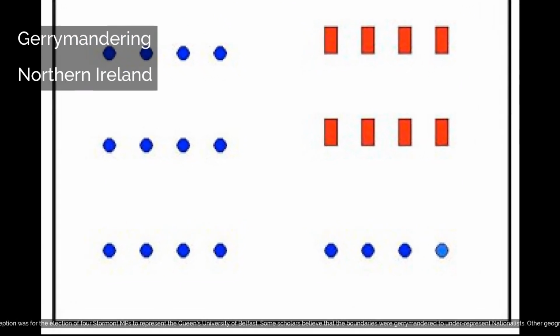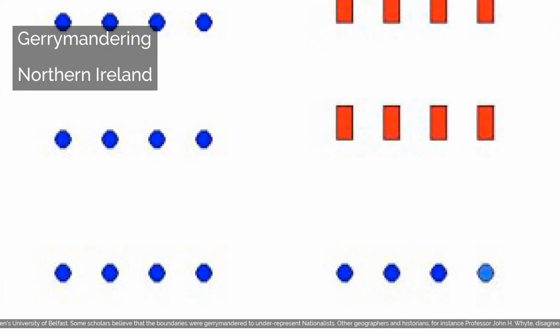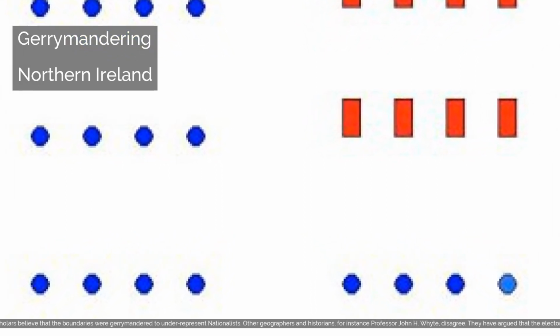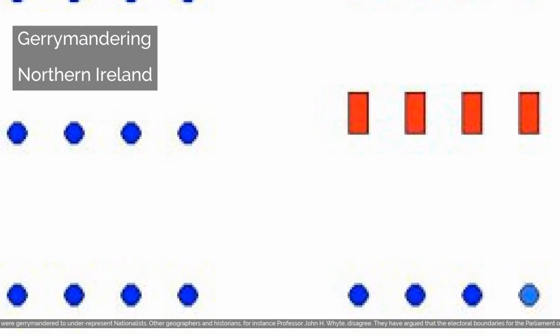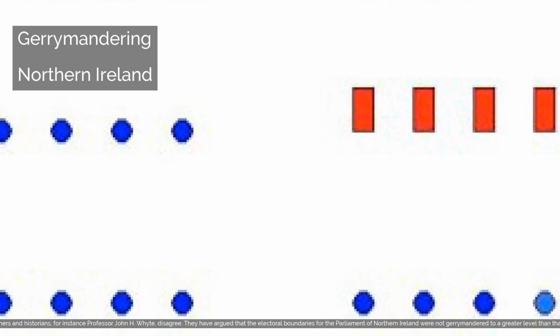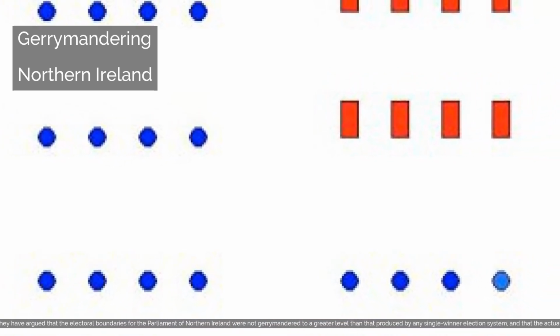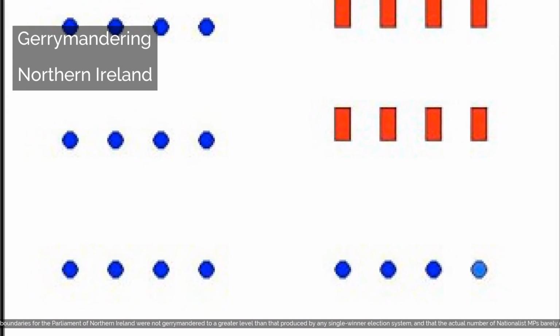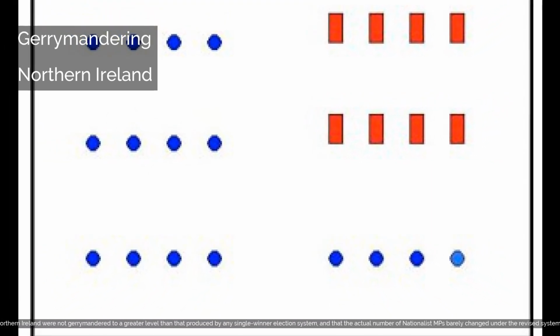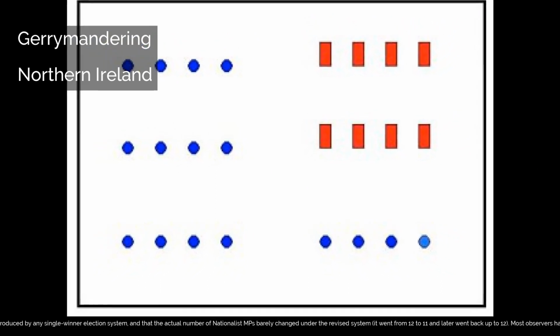Some scholars believe that the boundaries were gerrymandered to underrepresent Nationalists. Other geographers and historians, for instance Professor John H. White, disagree. They have argued that the electoral boundaries for the Parliament of Northern Ireland were not gerrymandered to a greater level than that produced by any single winner election system, and that the actual number of Nationalist MPs barely changed under the revised system. It went from 12 to 11 and later went back up to 12.